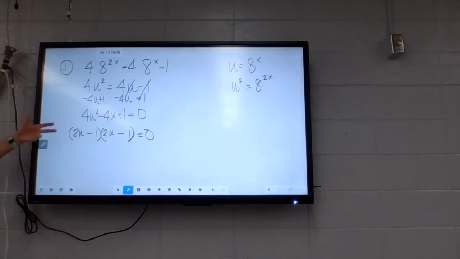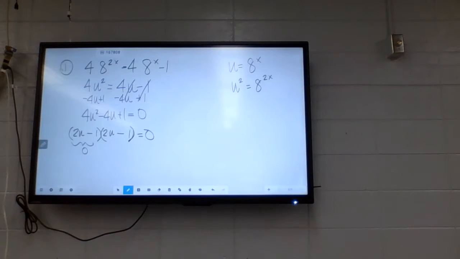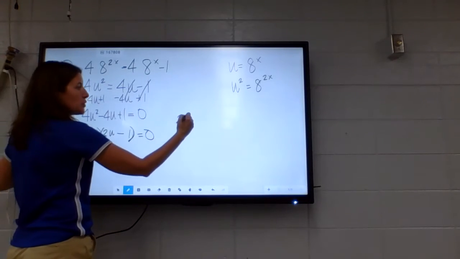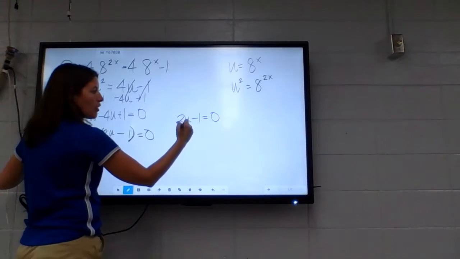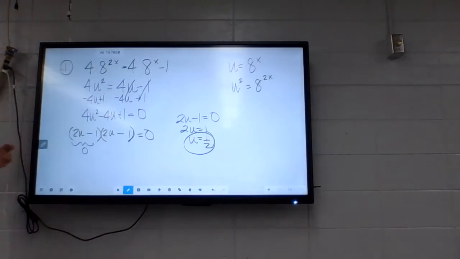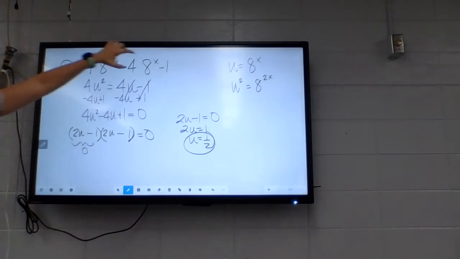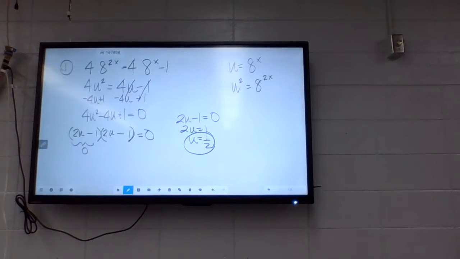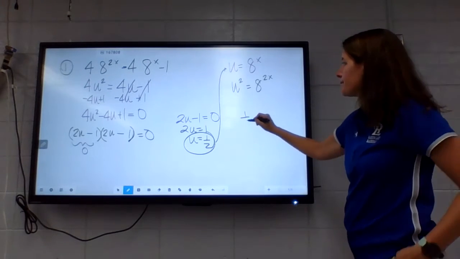So if you forgot how to factor, obviously, if you didn't even get to this part, this doesn't really apply. But now at this point, we're going to set each of these equal to 0, but there's only one of them. So I'm going to say 2u minus 1 equals 0. So I'm moving the 1 over, so 2u equals 1, so u ends up being a half. However, we're not done yet, because that's what u is. So we have to go back and figure out what the x would be. So we have to put this back in here.